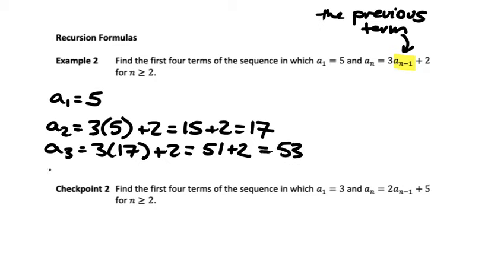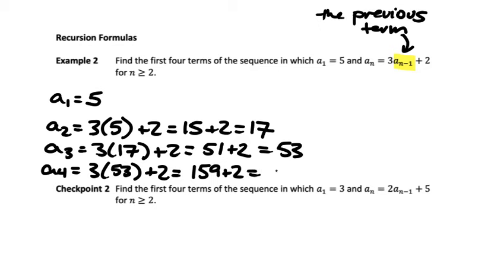And then lastly, for my fourth term, I'm plugging in 53 for a sub n minus 1. 3 times 53 plus 2. 3 times 53 is 159. Plus 2 gives me 161. So next you should look at checkpoint number 2. Do this in your notes, check your answer, and then move on to the homework.